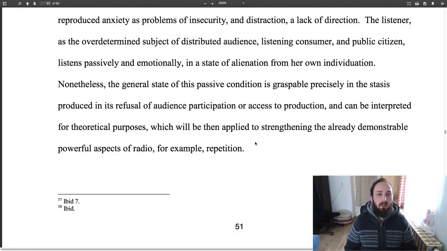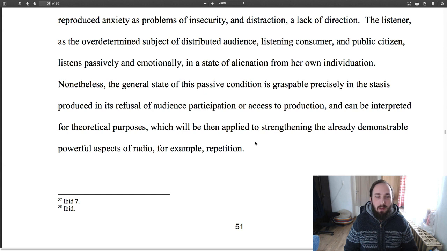Nonetheless, the general state of this passive condition is graspable precisely in the status produced in its refusal of audience participation or access to production, and can be interpreted for theoretical purposes which will be then applied to strengthening the already demonstrable powerful aspects of radio, for example, repetition.